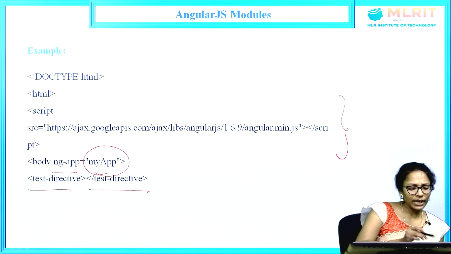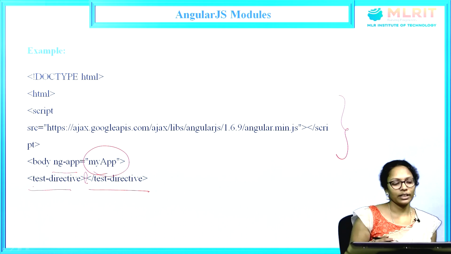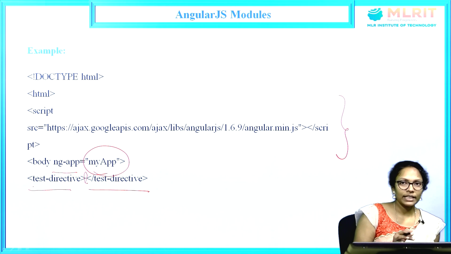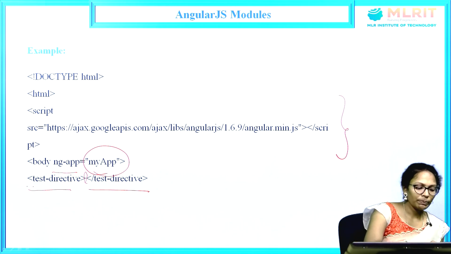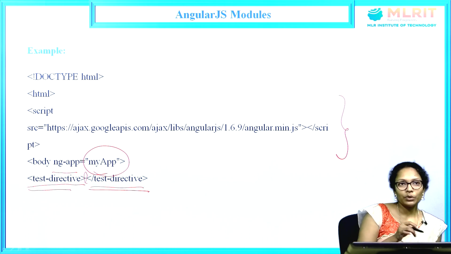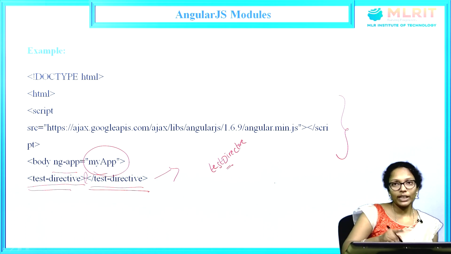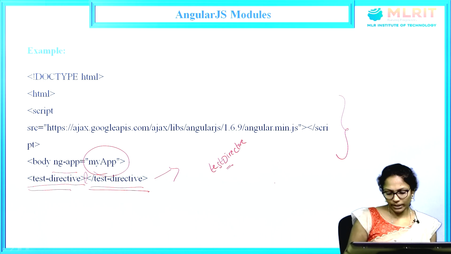So what is the name of the directive you are calling? Test-directive. Within these tags, I am not writing anything, because you're not going to develop a simple directive here. I am simply calling this tag and then immediately closing it. This tag will call the actual directive. So what is that directive name? testDirective, like this, with a capital D here. While defining your directive, you need to follow the naming conventions.